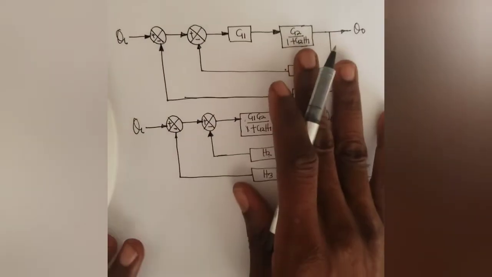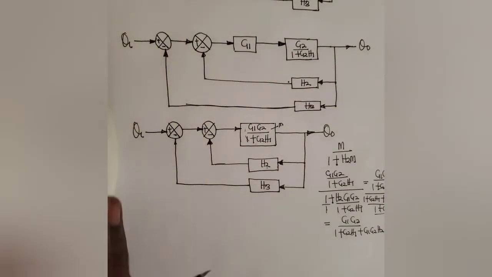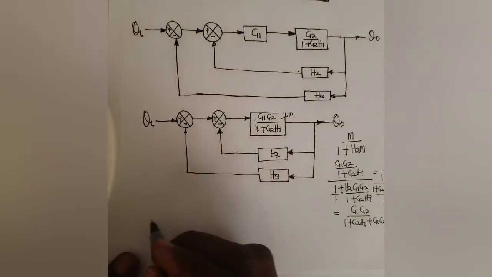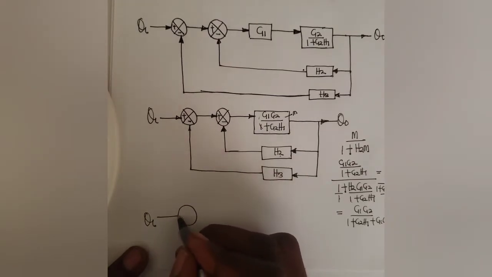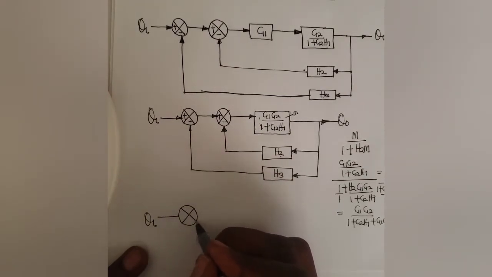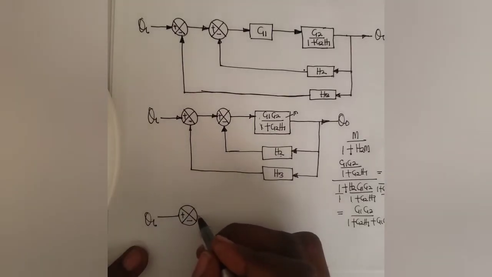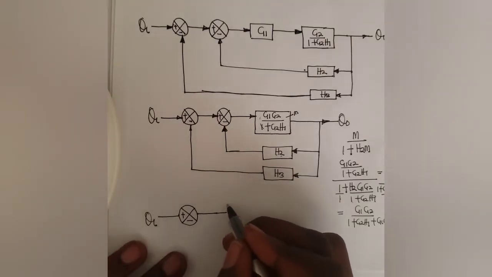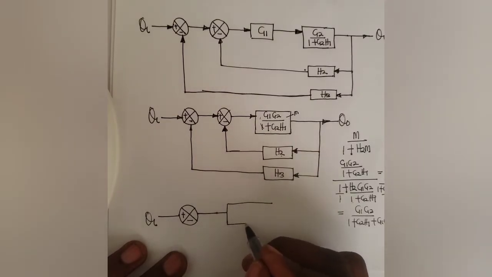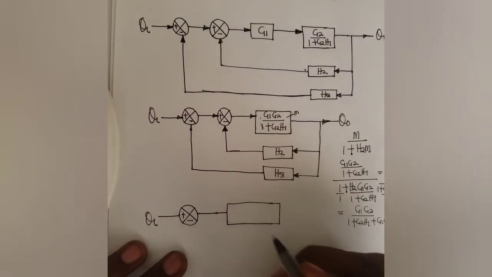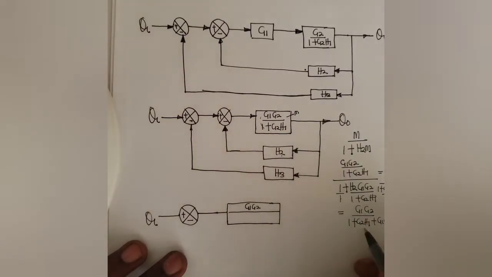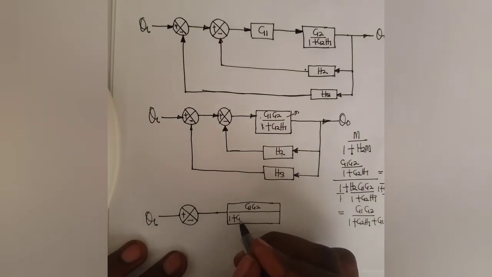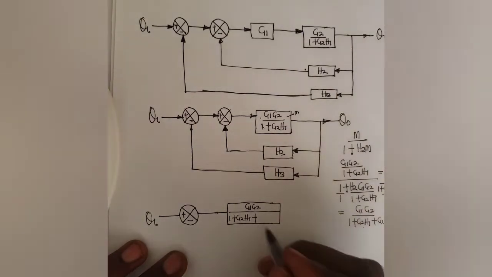So if that's the case, let's redraw our next diagram. So this is what we are going to be having next. I have my input signal, the circle, so I have here plus minus, so this has been reduced and is giving us this. Now, what is it giving us? G1 G2 all over 1 plus G2 H1 plus G1 G2 H2.